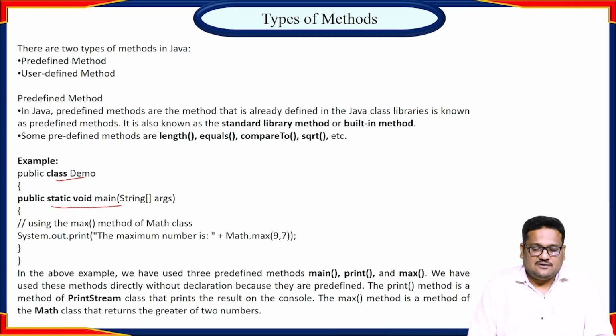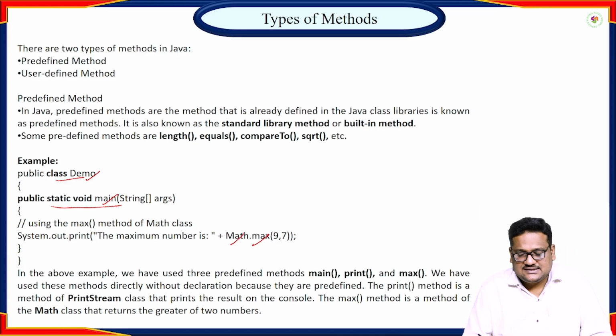If you see the example of the program, this is the class. Here the class name is Demo. So this is the main method. In this program, I have used the method called max, which is provided by the Math class. Here max is a predefined method, which is provided by the Math class.